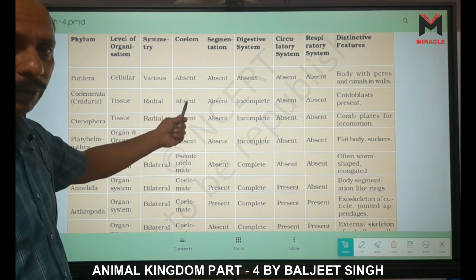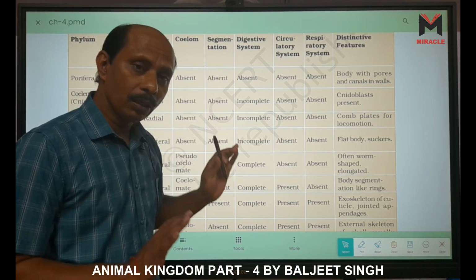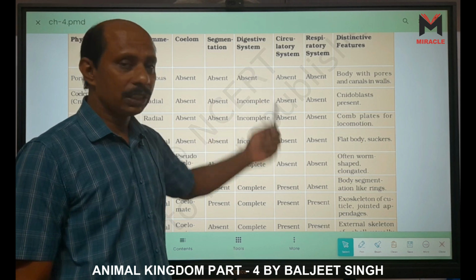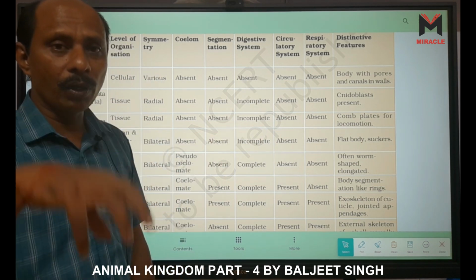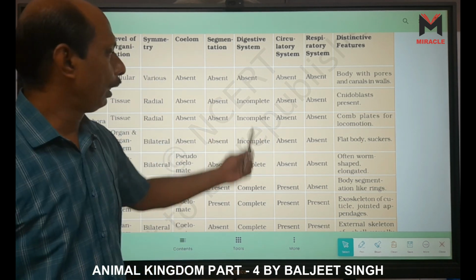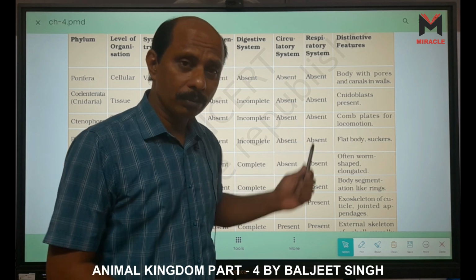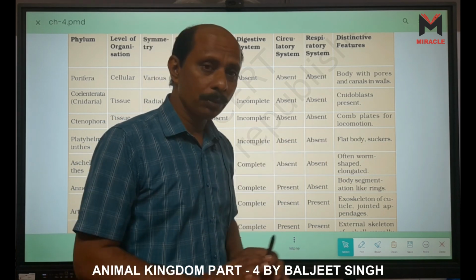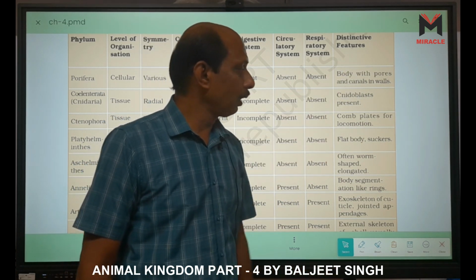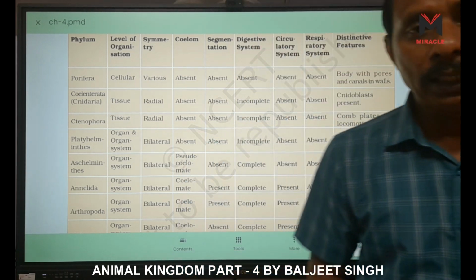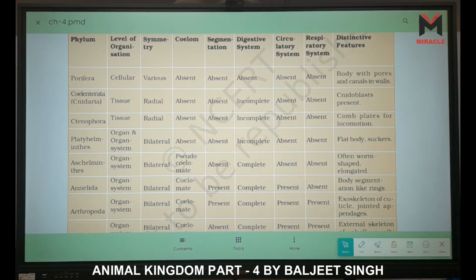Second, Coelenterata or Cnidaria: tissue level of organization, only radial symmetry is there, right? Coelom cavity is absent. No segmentation is there. Digestive system: only hypostome is there, only one opening, that is called incomplete, right? The circulatory system and respiratory system are totally absent. Distinct feature: cnidoblast cells are present and coelenteron cavity is present, that is called gastrovascular cavity.